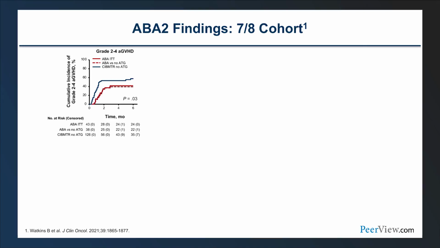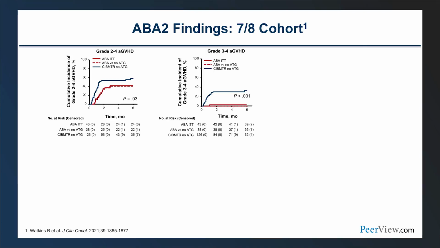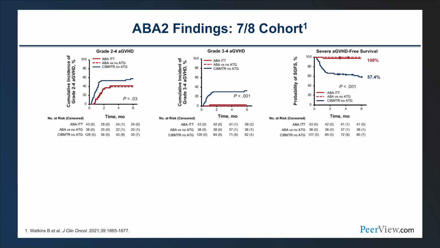And you can see that the abatacept-containing regimen decreased grade 2 to 4 GVHD in a statistically significant fashion in 7 out of 8 transplants. The real amazing result was the amount of reduction of grade 3 to 4 GVHD, and this has been recapitulated in real-world experience with abatacept. This led, and the FDA asked for this for the regulatory approval, 100% severe acute GVHD-free survival at day 180, really different than the control's 57.4%.